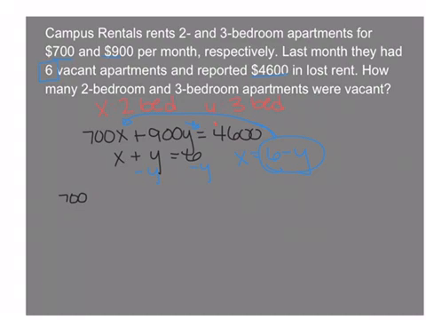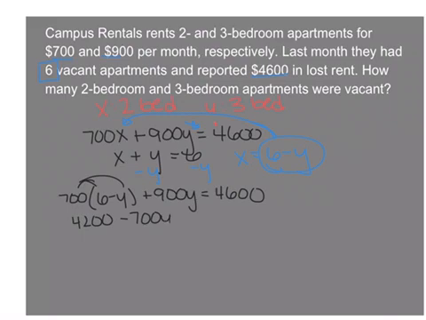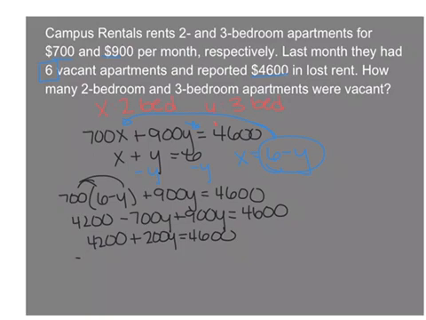So I'm going to have 700 times 6 minus y plus 900y equal to 4,600. I'm going to distribute and then solve for y. So 700 times 6 gives me 4,200 minus 700y plus 900y equals 4,600. Combine my like terms. And then I need to subtract that number. So I get 200y is going to equal 400. So y is going to equal 2.